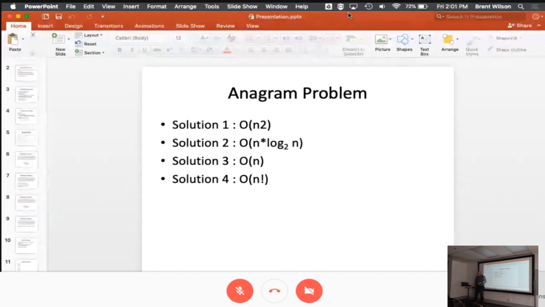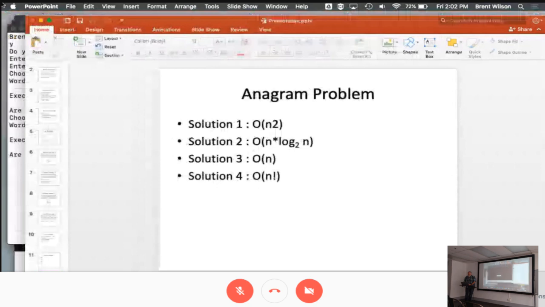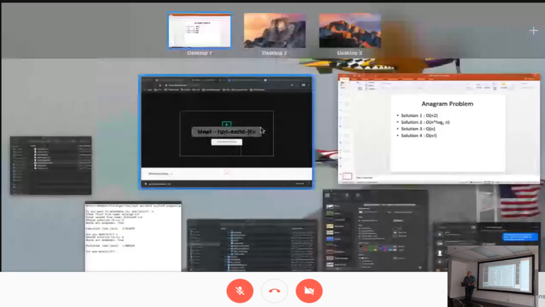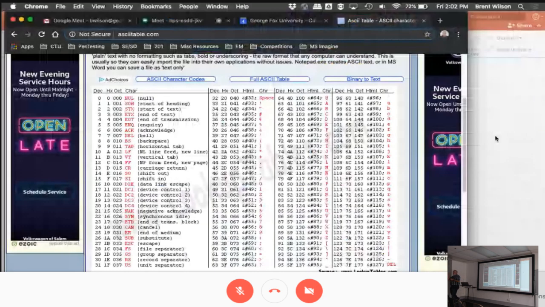Here, how do you do it in just n? How can I do it just passing through them? Hopefully, if you're coders, you might be familiar with this. It's called an ASCII chart. Every letter has a particular value. There's 128 characters in ASCII. So I created a 128 character array, 0 to 127, and I set them all to 0.